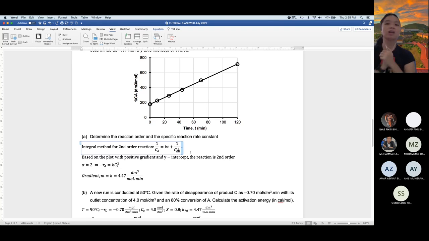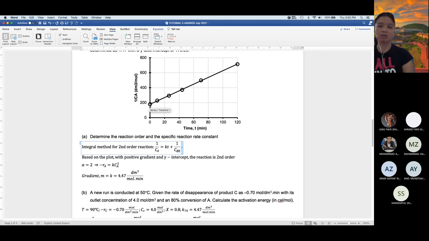So kalau kamu ingat untuk second order, bila kamu plot 1 per CA versus T, dia kena memenuhi dua karakteristik. First karakteristik, dia mesti positive slope. So kalau kita tengok dalam soalan kita ni, graf kita memang positive slope. Betul. Second, dia mesti ada y-intercept. So you can see in our graph, kita pun ada y-intercept. So we can conclusively conclude yang our reaction, our experimental data fits to second order. So we can say alpha tu adalah 2.